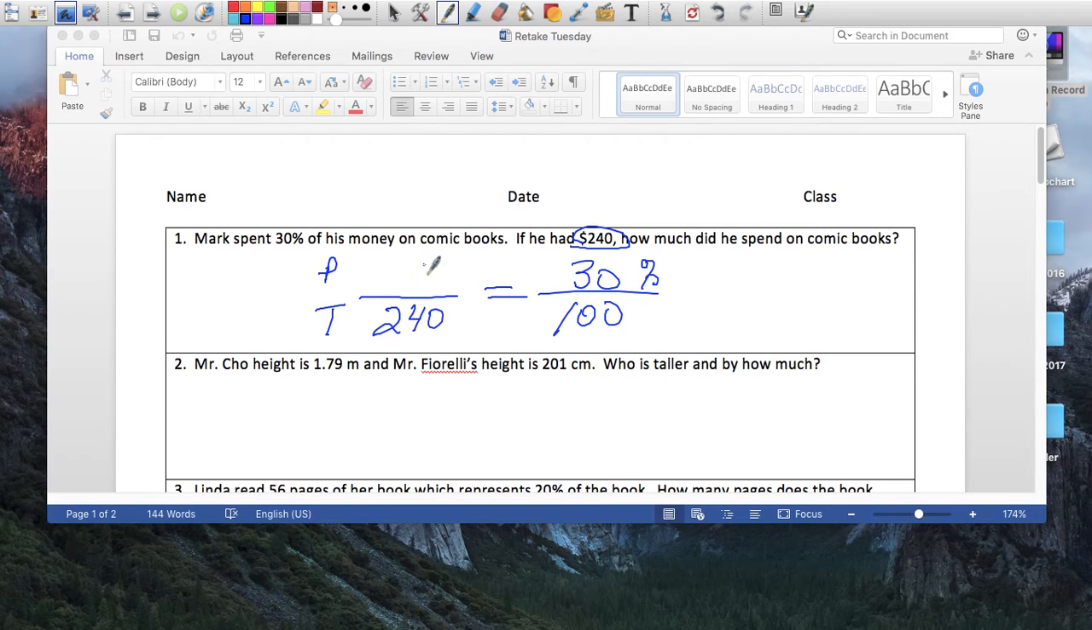We're trying to find out the part that he spent on comic books. I know he spent 30% of that 240, but let's find out what 30% of 240 is. I want to simplify this. I'm going to divide by 10, top and bottom. 30 divided by 10 is 3. 100 divided by 10 is 10. I'm going to use times 24 here, and on top it's also going to be times 24. That's going to be $72. So out of the $240 that he had, he spent $72 on comic books.